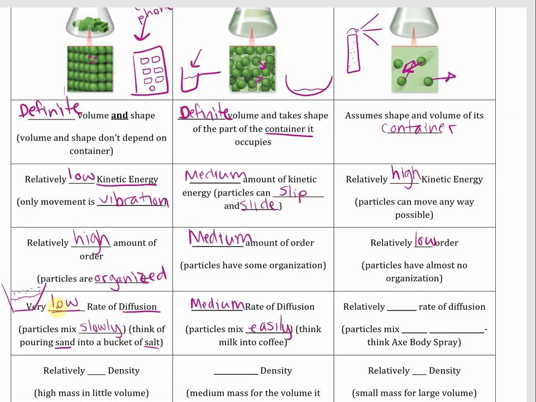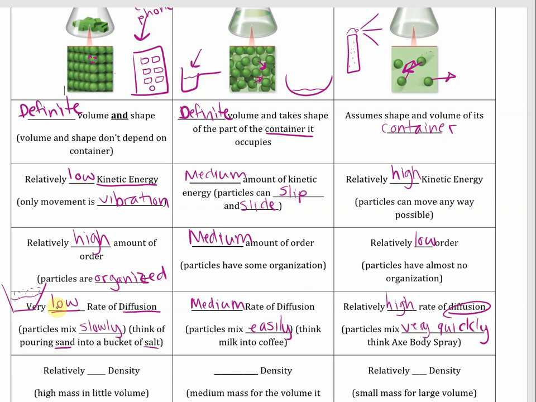And then last we have our gases, which have a relatively high rate of diffusion. Particles mix very quickly. So think of something like Axe body spray. If someone were to spray Axe body spray in one corner of the room, it would not take you very long to be able to smell it from the other room. It would not take you very long to smell it from the other corner of the room or a completely different room, because those gas particles spread out and diffuse really, really quickly.